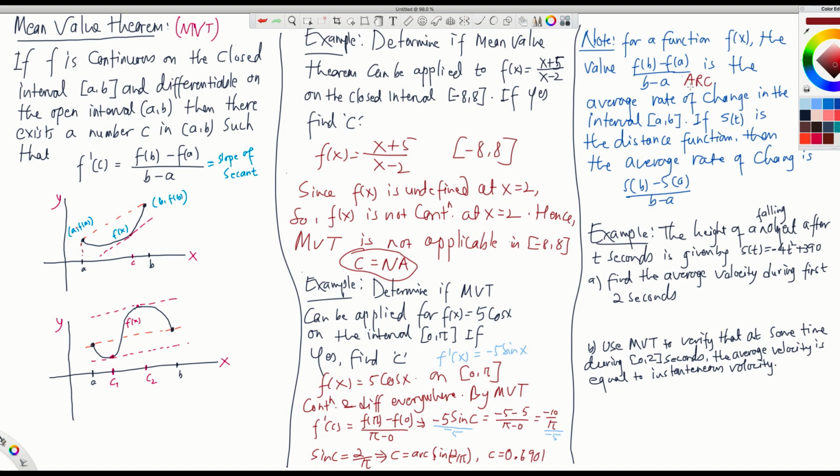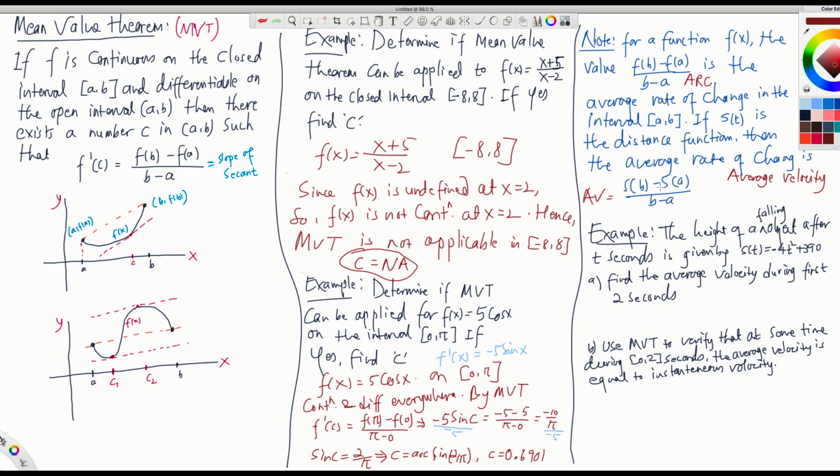If, instead of using f, you use s(t) as the distance function for a moving object, then the average rate of change is what we call average velocity. I can denote it by AV. Average velocity is given by (s(b) minus s(a)) over (b minus a).